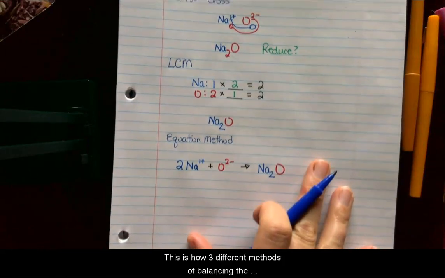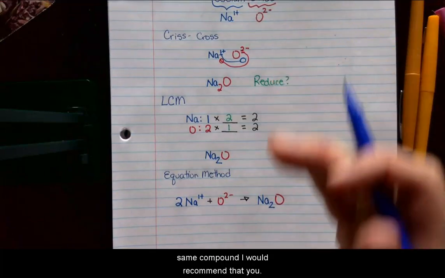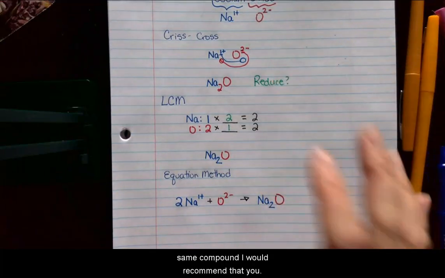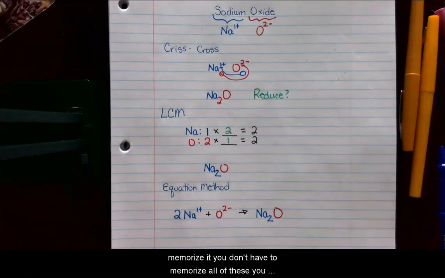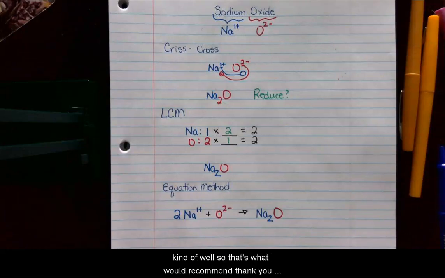These are 3 different methods of balancing the same compound. I would recommend that you pick which method works best for you and you memorize it. You don't have to memorize all of these. You really need to learn one method well instead of 3 methods kind of well. So that's what I would recommend.